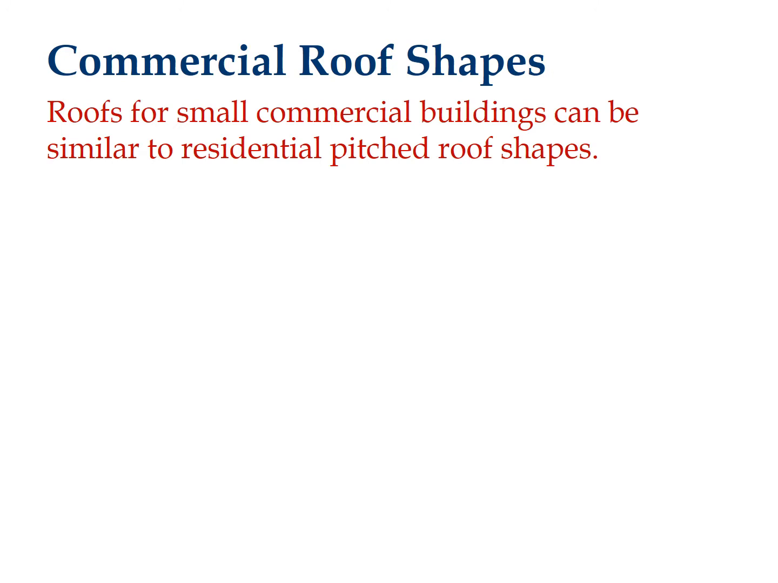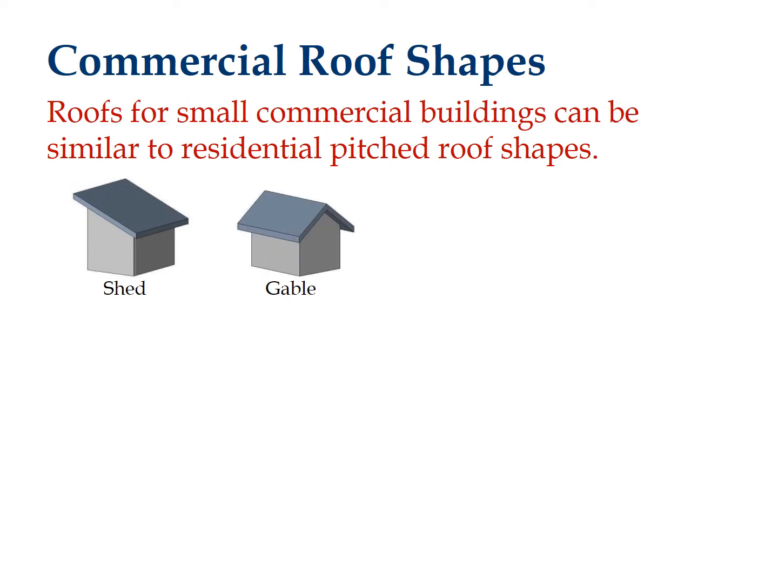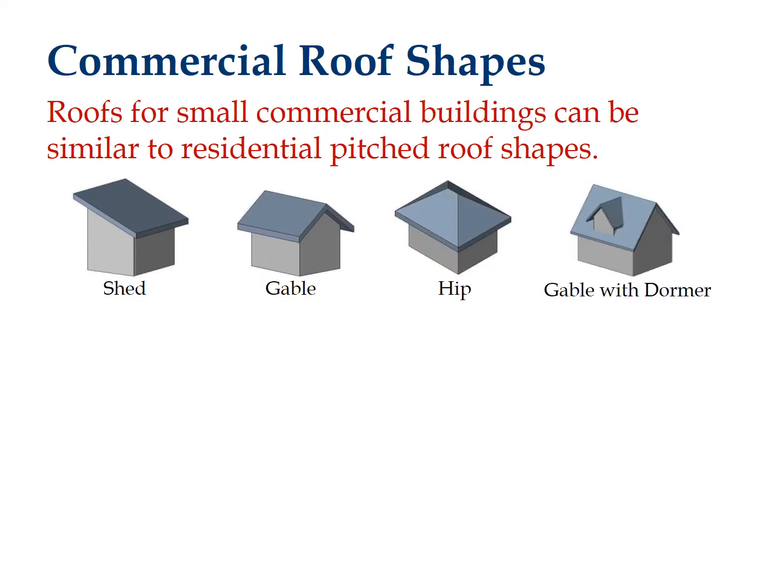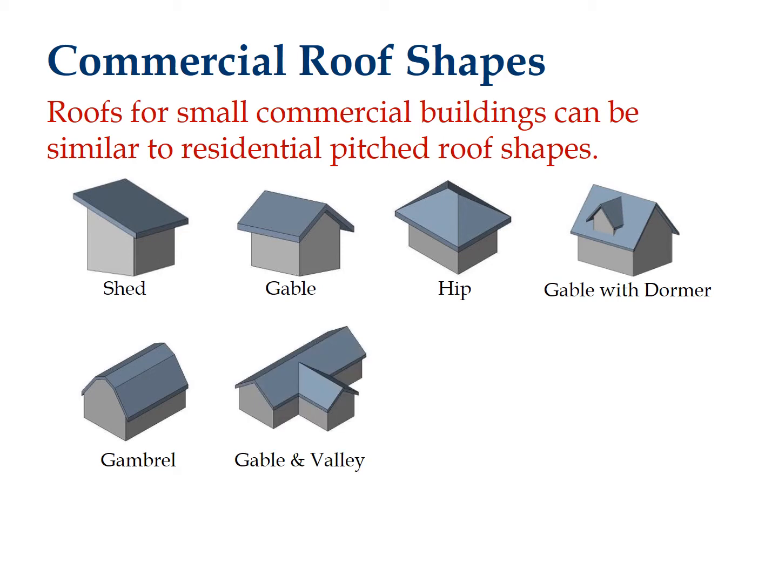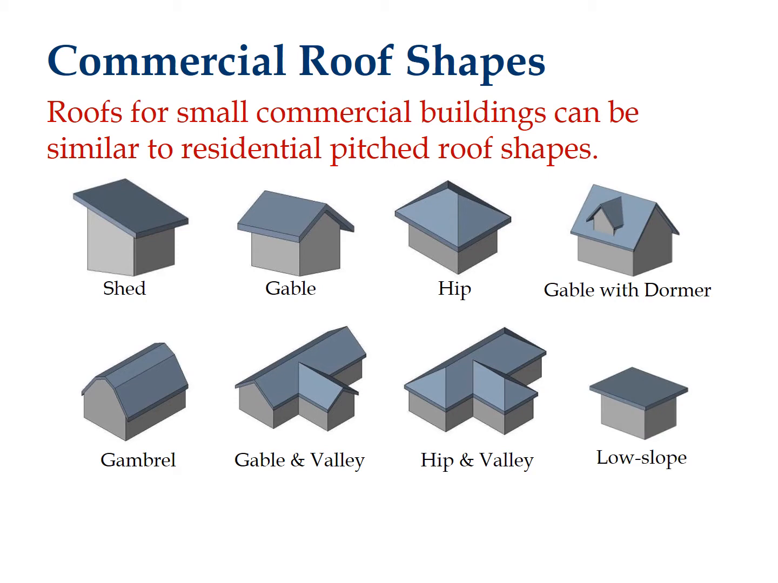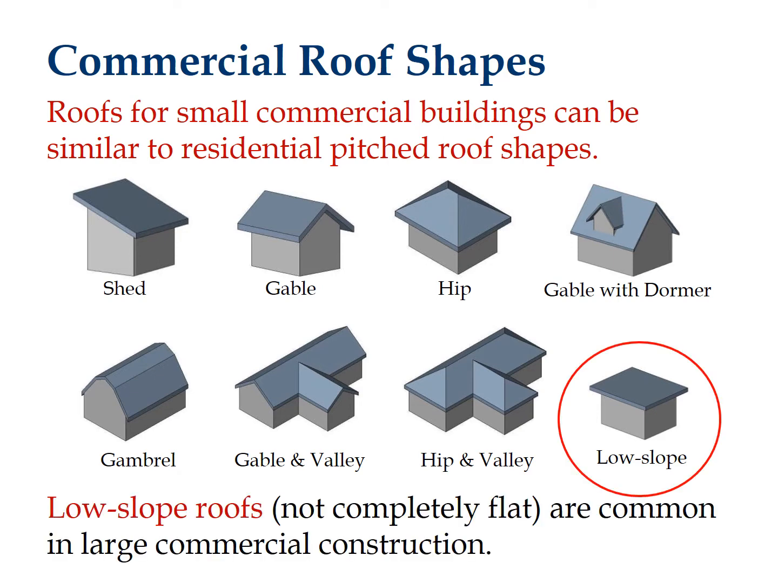Roofs for small commercial buildings can be similar to residential pitched roof shapes. If you recall, residential structures can have a shed roof, a gable roof, a hip roof, a gable with dormer roof, a gambrel roof, a gable and valley roof, a hip and valley roof, or a low slope roof. Some residential structures may even have a combination of these roof types. Low slope roofs, which are not completely flat, are common in large commercial construction.